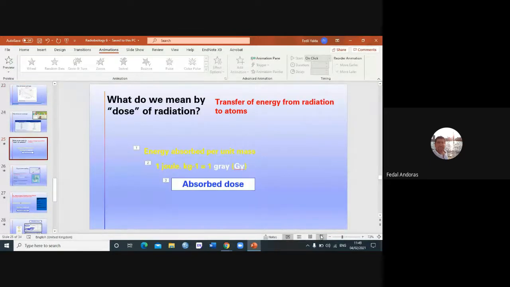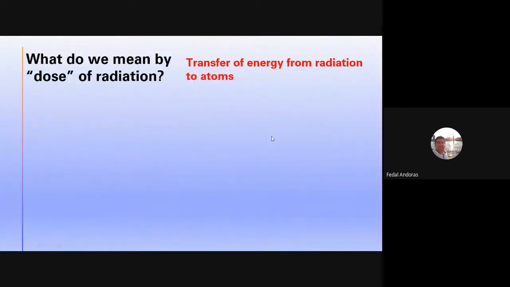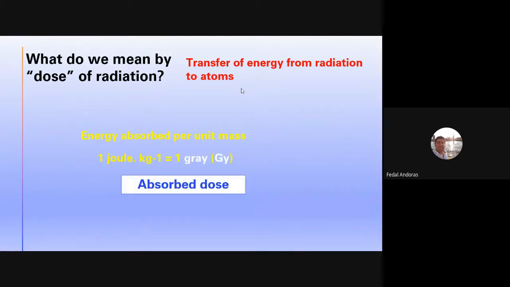Okay? So what do we mean by dose of radiation? صارنا ساعة بدنا نحكي dose limit وهذا يعتمد على الدوز. So dose, transfer of energy from radiation to atom. This is dose. So any energy absorbed per unit mass is called absorbed dose. The unit is joule kg minus 1 and this is called gray. The unit of absorbed dose is gray.